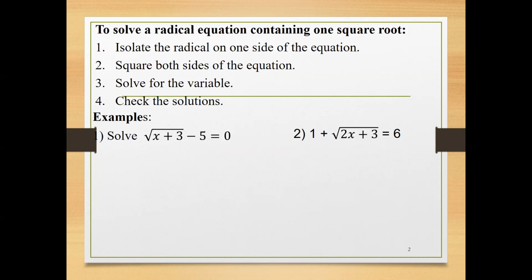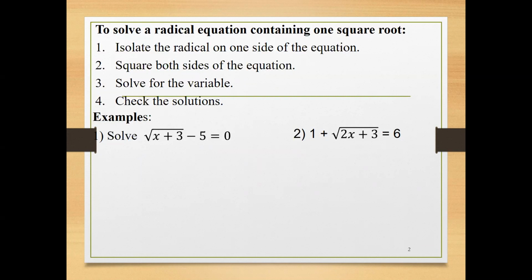Then we're going to square both sides. Squaring a square root is an inverse operation, like adding to and subtracting to. They cancel each other out. So squaring and square rooting are those inverse operations to get rid of it. Then we're just going to solve for our variable. If we get more than one answer, we've got to check the solutions to make sure that one of them's not extraneous. It does happen.